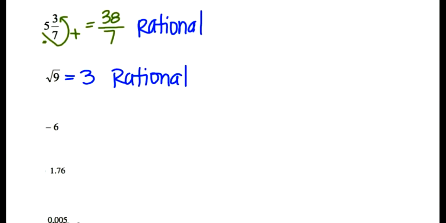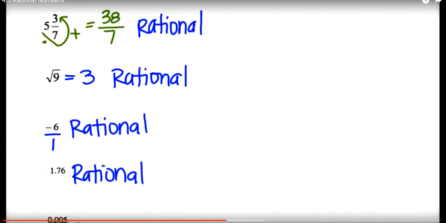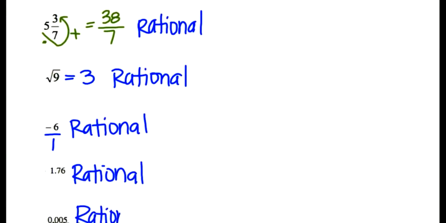Negative 6 is an integer, so it's rational. It's a terminating decimal. It also can be written as a fraction, negative 6 over 1. 1.76 is rational as well because it's a terminating decimal. It ends. 0.005 is rational because it ends. It's a terminating decimal. So what can we say?